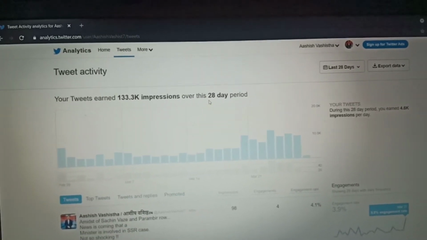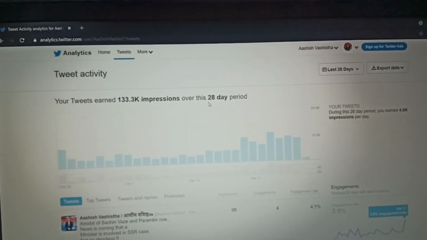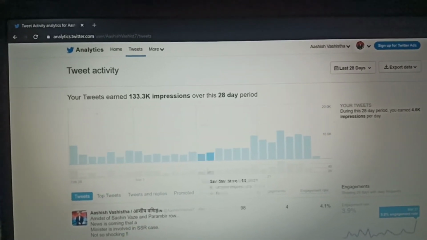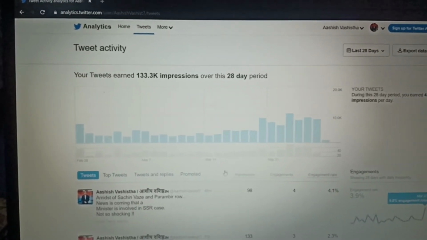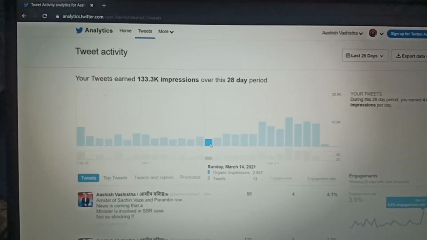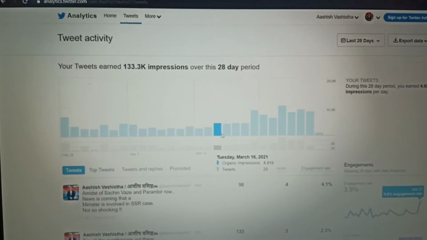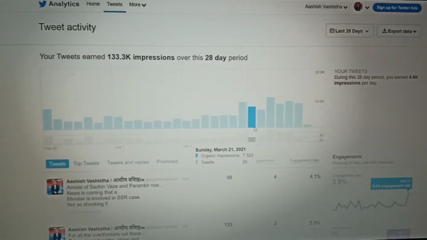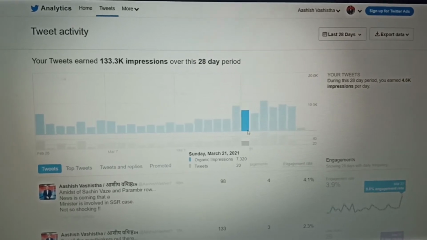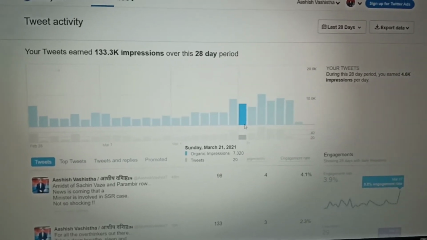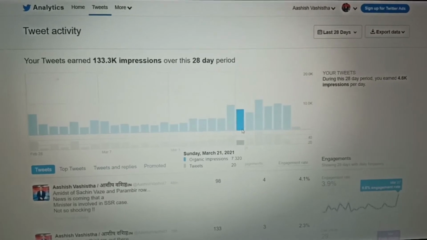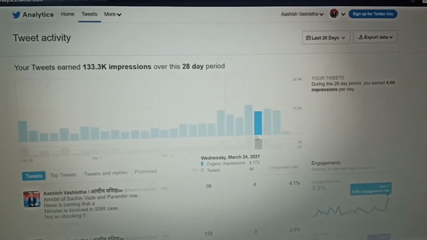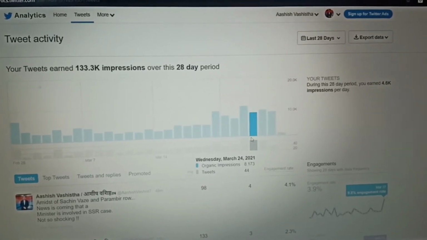You can find this by clicking on the tweets button. You can see the tweets button at the top of this screen, and here you can see this chart which represents that on Monday my engagements increased, Sunday how much engagements increased, on Tuesday it went to 4,419, and on Sunday it increased to 7,320. So this is the basic structure of how many followers read your tweets, how many followers view your tweets, and this is really amazing.